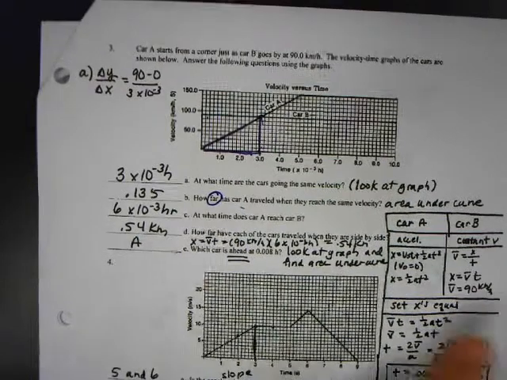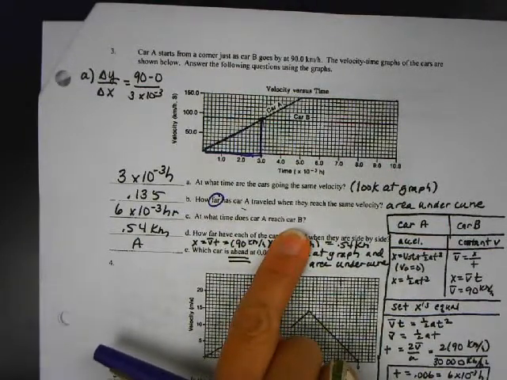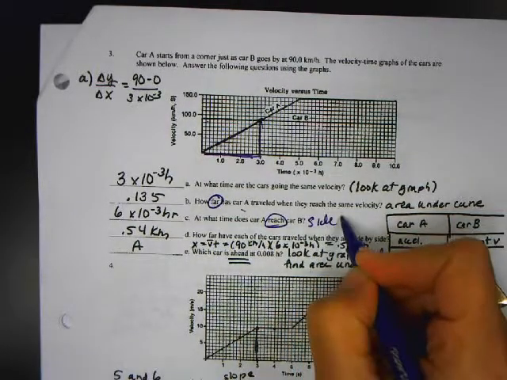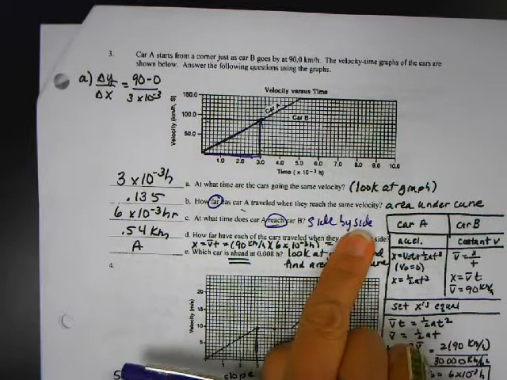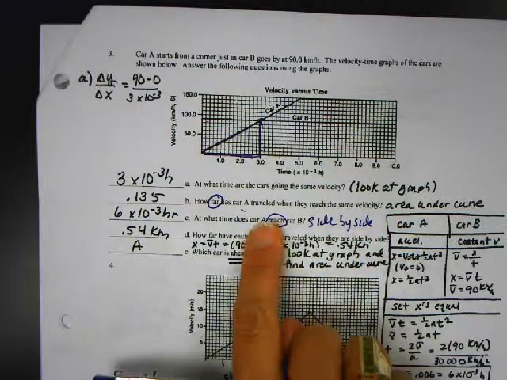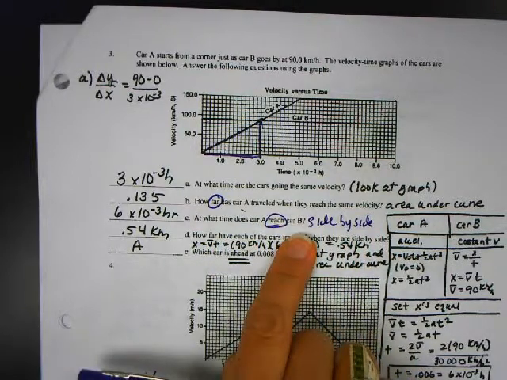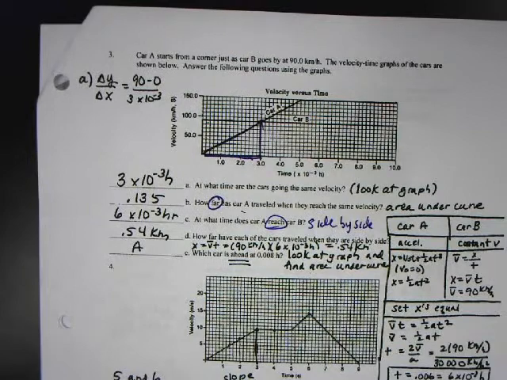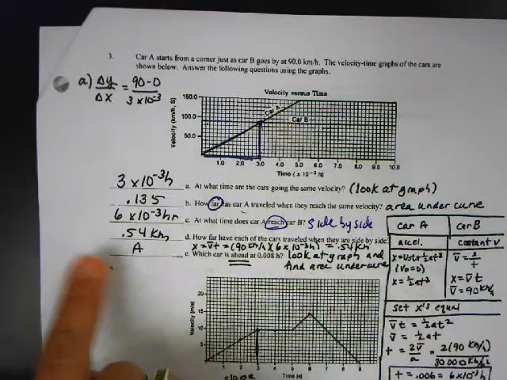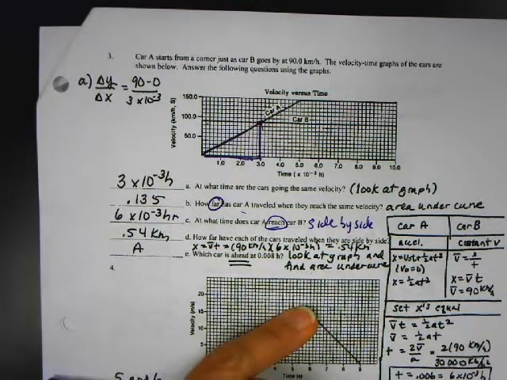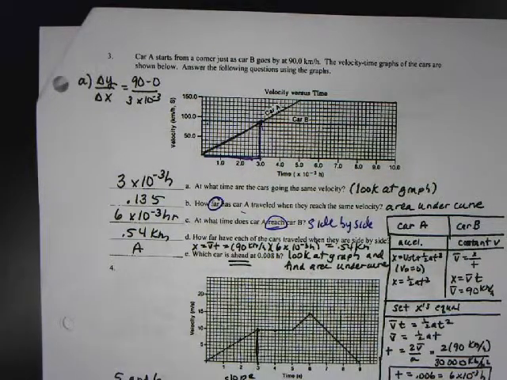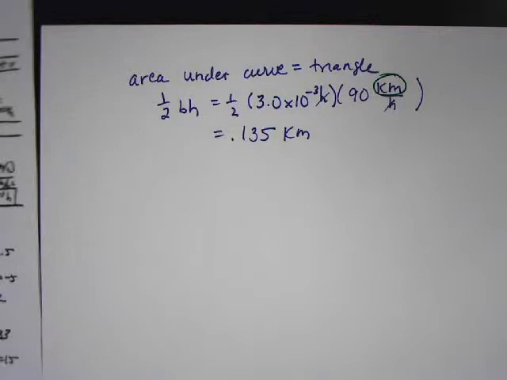All right, now it says at what time does car A reach car B? So here, when they reach each other, this means that they're side by side. When they're side by side, which means they've covered the same displacement, what this means is the area under the curve of one is equal to the area under the curve of the other. You cannot tell by looking at the graph when the area under the curve of one is equal to the area under the curve of the other. You can't just do trial and error. You're going to calculate it. So this is what we're going to do.